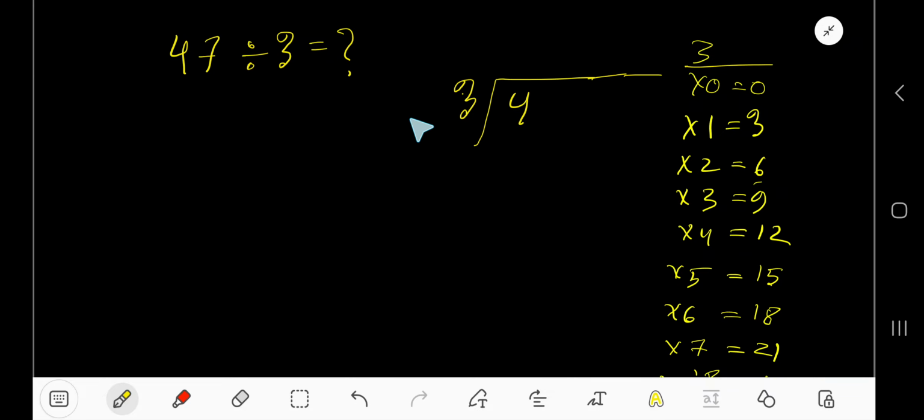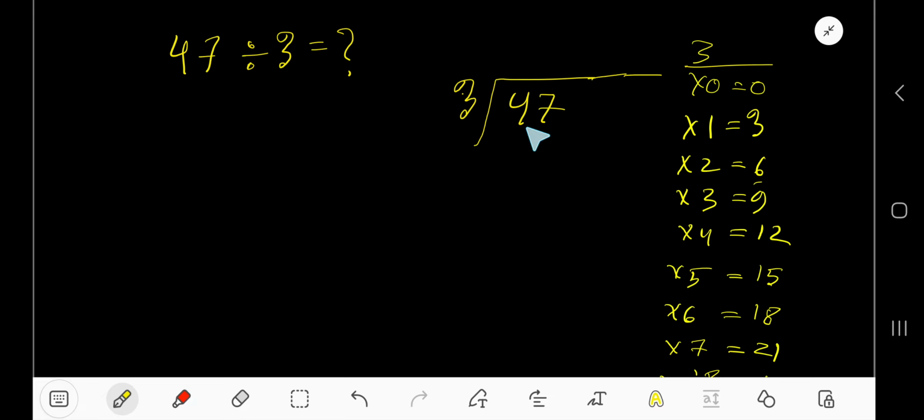47 divided by 3. Here 3 is the divisor, so we need the multiplication table of 3. 3 times 0 is 0, 3 times 1 is 3, 3 times 2 is 6, 3 times 3 is 9, 3 times 4 is 12, 3 times 5 is 15, 3 times 6 is 18. To find the multiplication table of 3, just add 3 to the previous step. 0 plus 3 is 3, 3 plus 3 is 6, 6 plus 3 is 9, 9 plus 3 is 12, 12 plus 3 is 15.